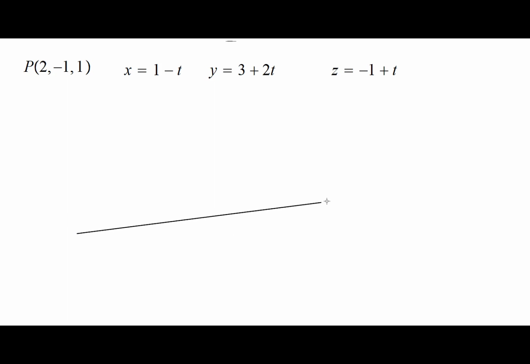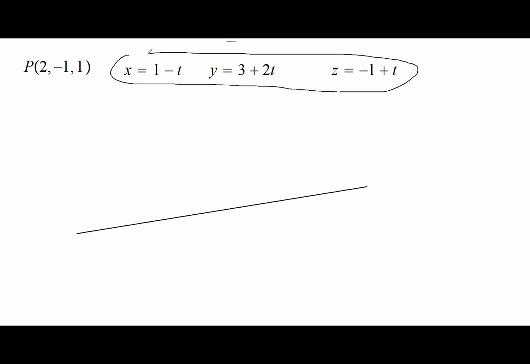So say we have to find the perpendicular distance of this point from this line. What we mean is that we are given a point and then we are given a line. So let's let this be the line, and the line is given by this parametric equation.